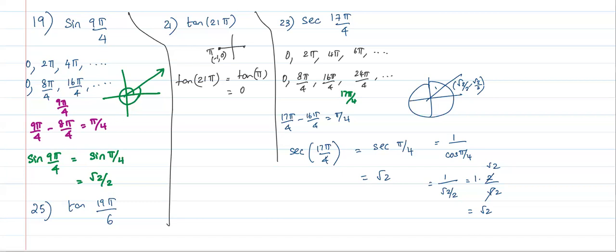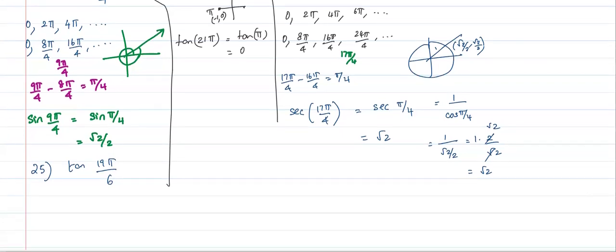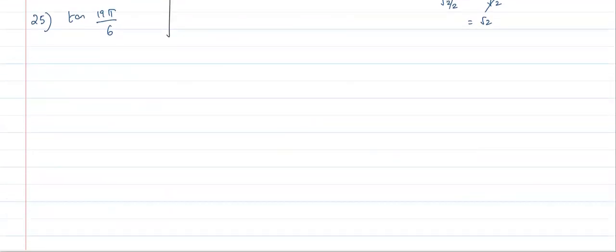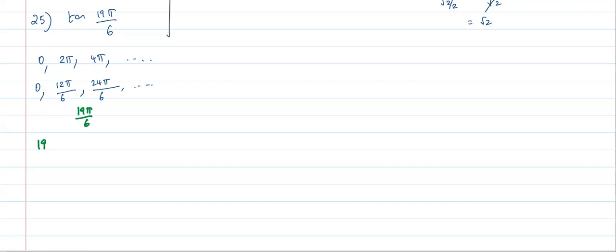Question number 25. Tangent 19 pi over 6. Again, let's write this 0, 2 pi, 4 pi, etc. Now I want to write it with the denominator of 6. So I have 0, 12 pi over 6, 24 pi over 6, and so on. So that puts my 19 pi over 6 right here. Okay. So if I subtract 19 minus 12, I get 7 pi over 6.